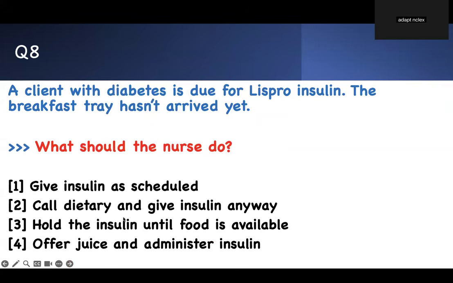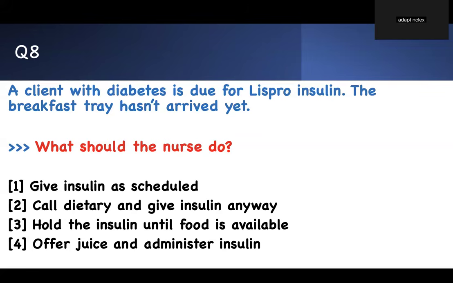A client with diabetes is due for lispro insulin. The breakfast tray hasn't arrived yet. What should the nurse do? This is the same thing, content, but at the same time, common sense. The patient needs insulin. I don't know what lispro is. There are 2 ways you can answer this question. There's a reason why they put it there, but then they told you there's no tray. They want you to have a little bit of content. At least if you're taking the NCLEX, you should be able to recognize lispro. That is fast acting.